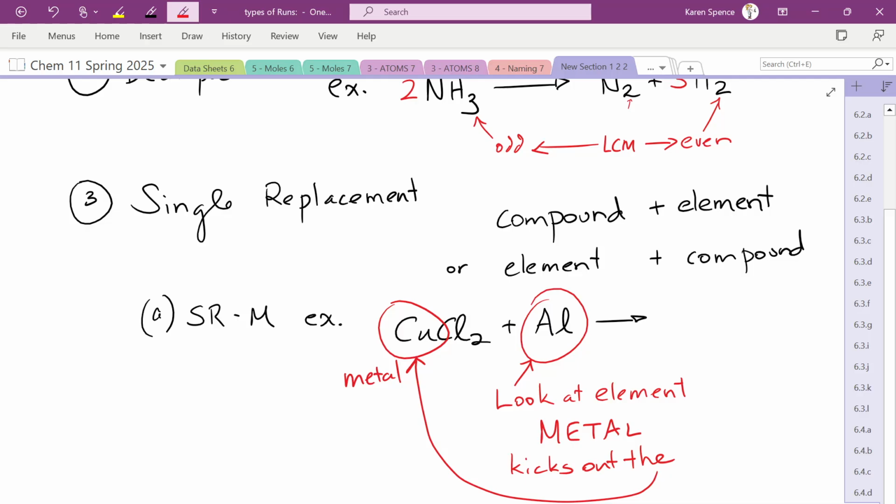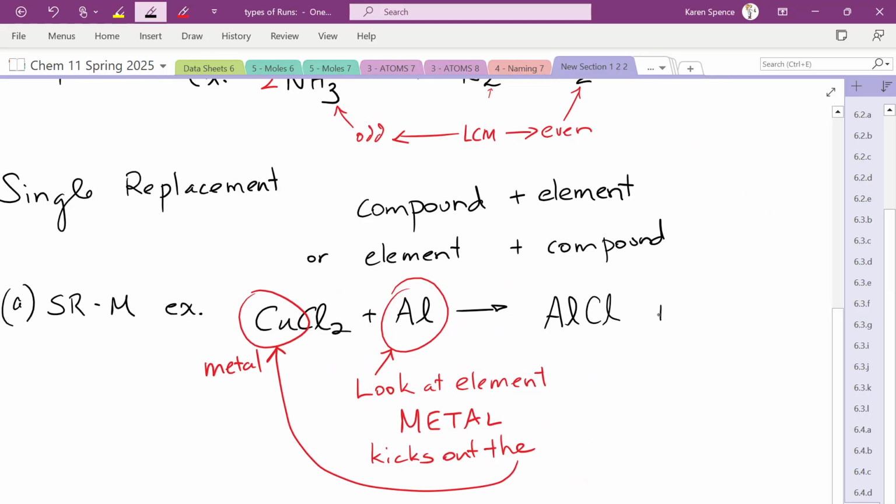So the metal has to kick out the metal. So if Al kicks out Cu, who's now together? AlCl. Okay, so we got Al and Cl together. And who is left by itself? Who got kicked out? Copper got kicked out.